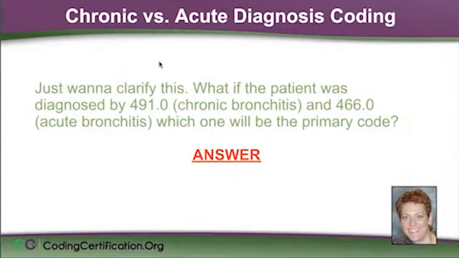Chronic versus acute diagnosis coding. This was actually posted on Facebook. Someone wanted to clarify: what if the patient was diagnosed with 491.0, which is chronic bronchitis, and 466.0, which is acute bronchitis? Which one will be primary? We have a poll. Maybe we can finish out with a nice poll to see what you think. Which do you think would be sequenced first, the chronic bronchitis or the acute bronchitis?